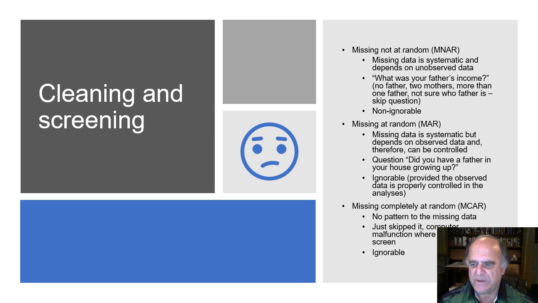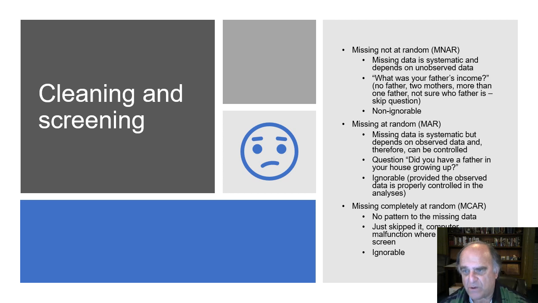Okay, continuing with missing data. You have an article that talks about this. One of your assigned readings talks about different kinds of missing data and treating it. That article talks about 3 types. It talks about missing not at random data, and that's data that's missing, but systematic and depends on unobserved data.